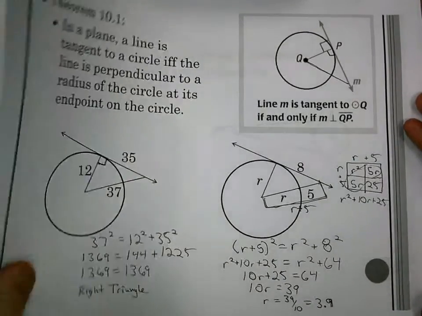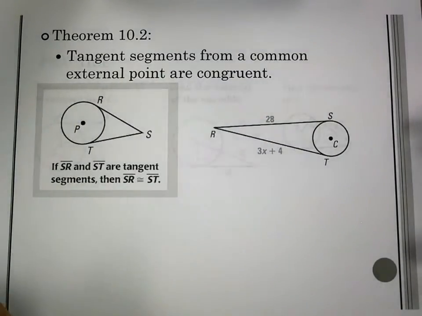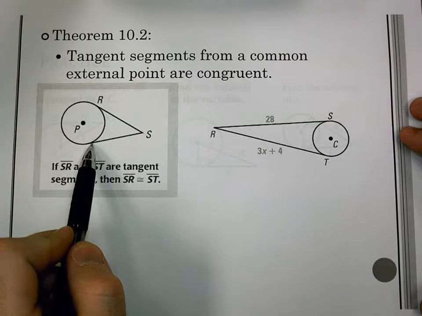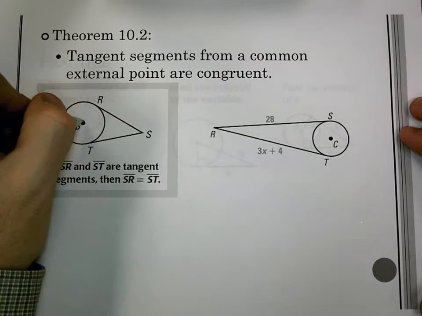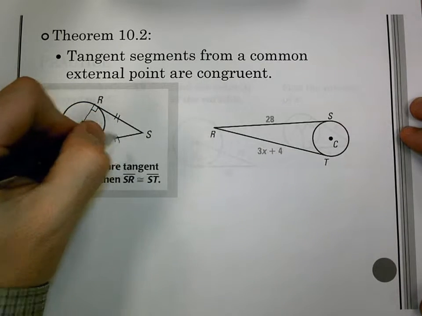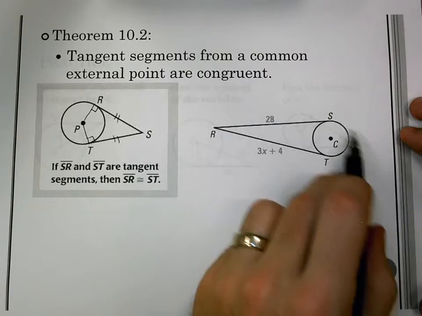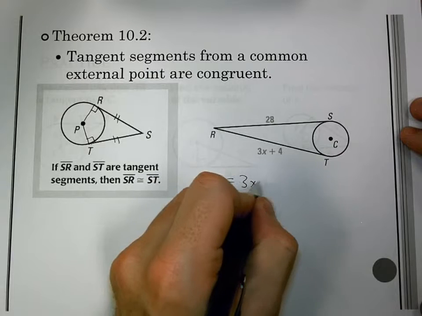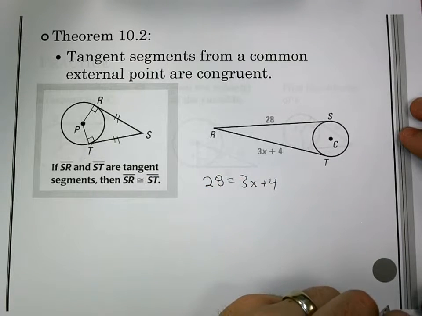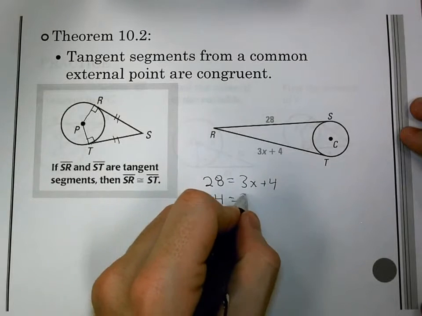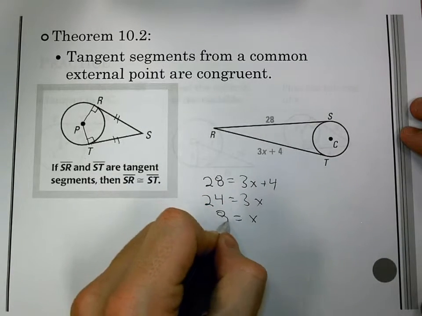Okay, moving on, our next theorem of tangents says that tangent segments from a common external point are congruent. So, if SR and ST are tangents, they hit the circle at one point, and we can even go further to say that they're perpendicular to a radius we can draw, then we know they're the same. So, it can look as simple as one of these. I could say 28 equals 3x plus 4. Common tangents are going to be the same. So, 24 equals 3x, and x would equal 8.